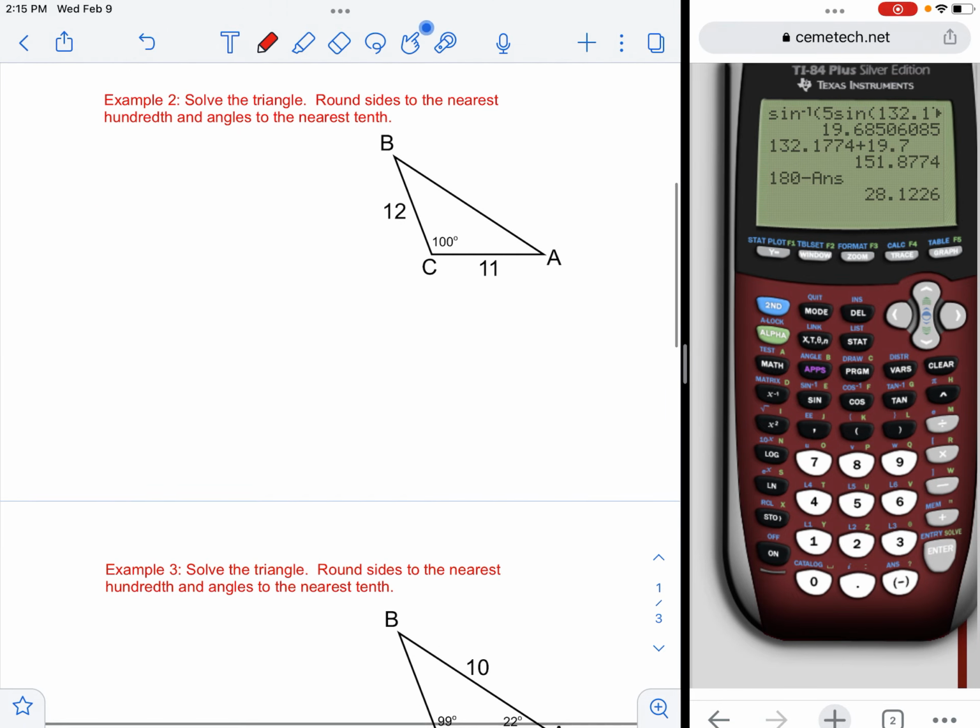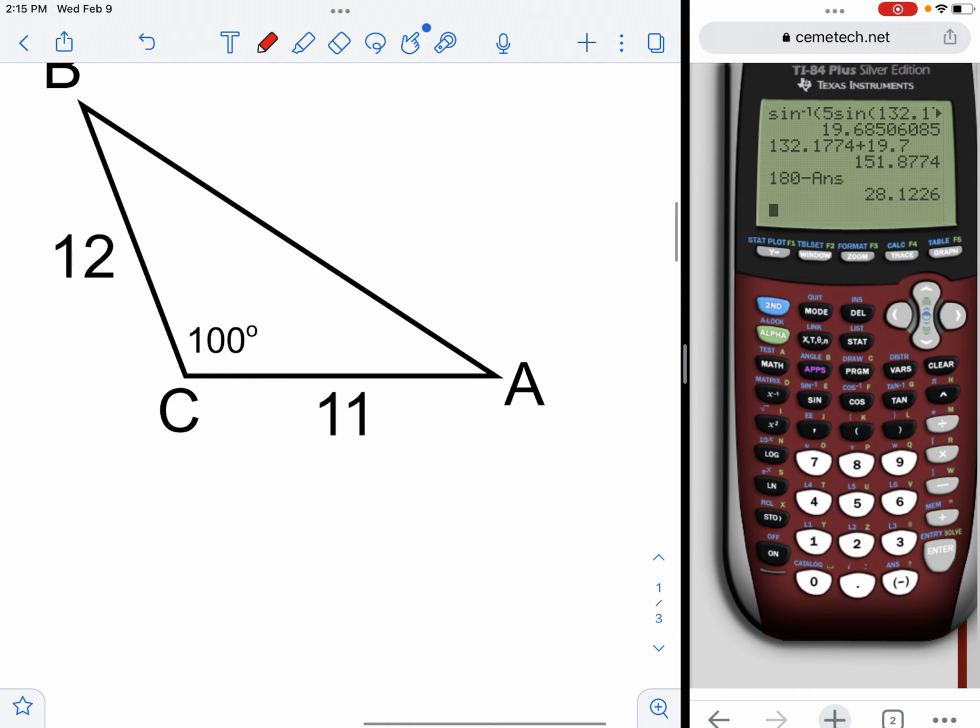Okay, let's move on to the next problem. I like these because the triangles are already drawn for me. Solve the triangle, round to the nearest hundredth for sides and angles to the nearest tenth. So let's look to see what we have here. We have two sides and the angle in between. Side, angle, side. So we have SAS, which once again is the law of cosines.